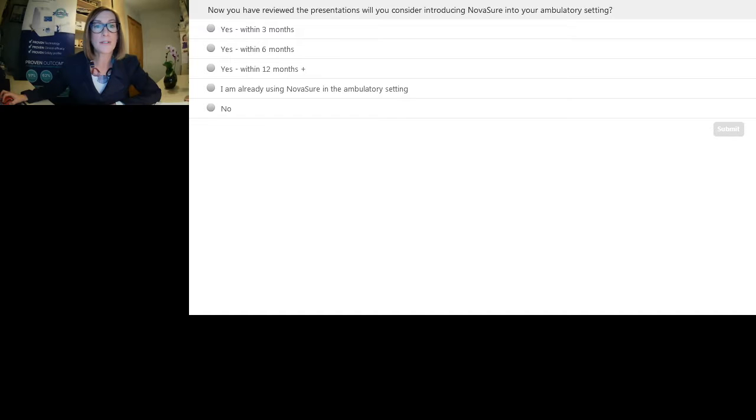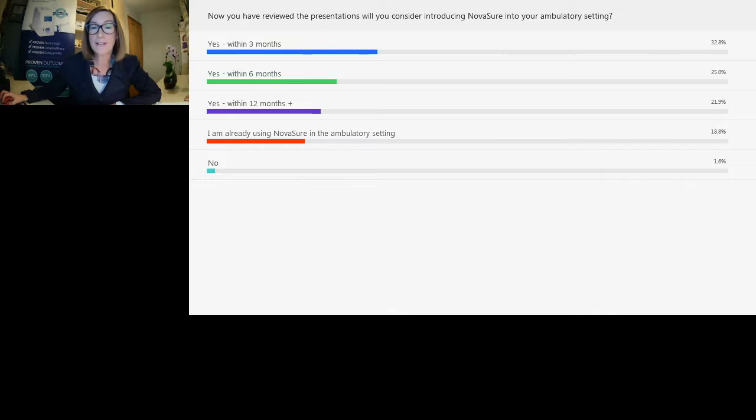Great, okay, we'll have a look at those results. So it looks like many people are motivated or in progress to transition into the outpatient setting, so that's great news.